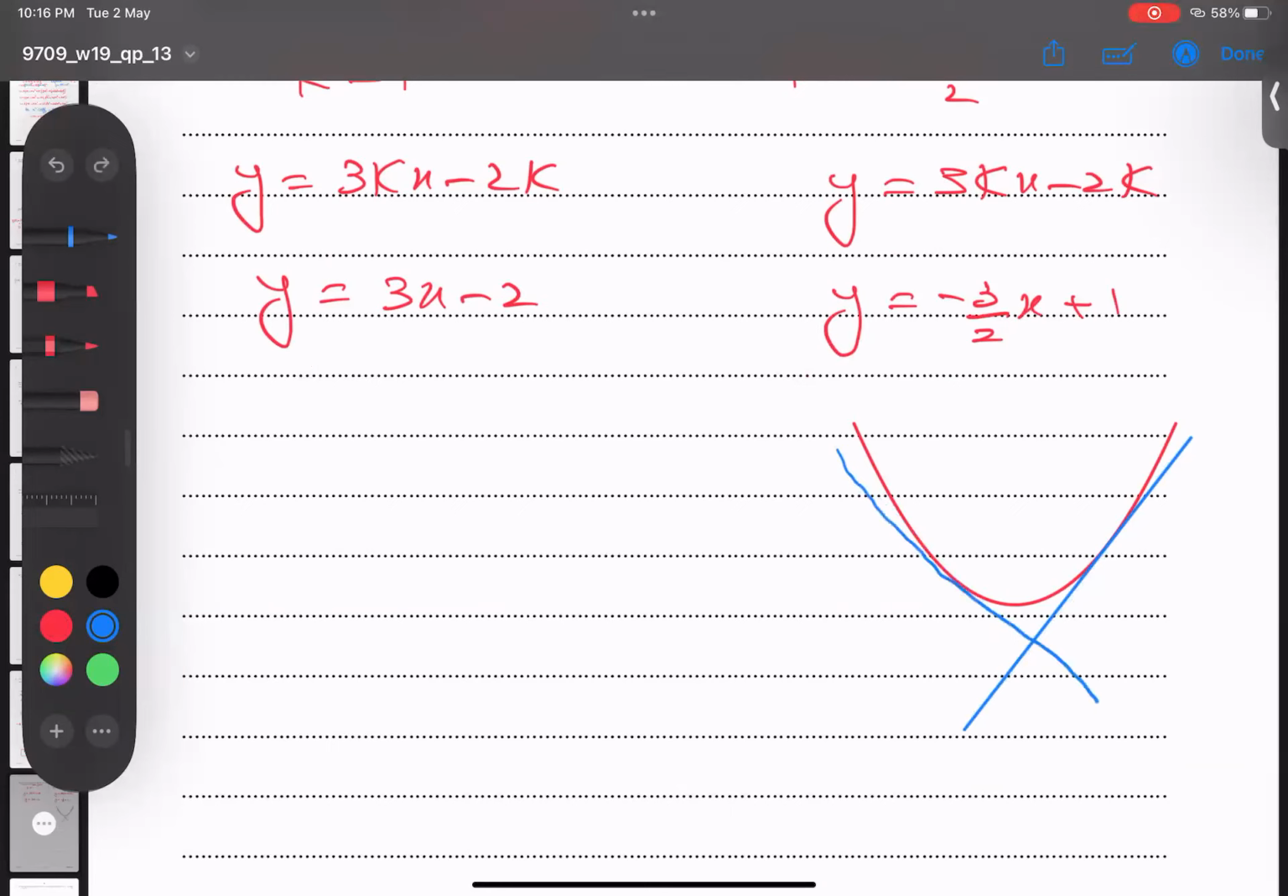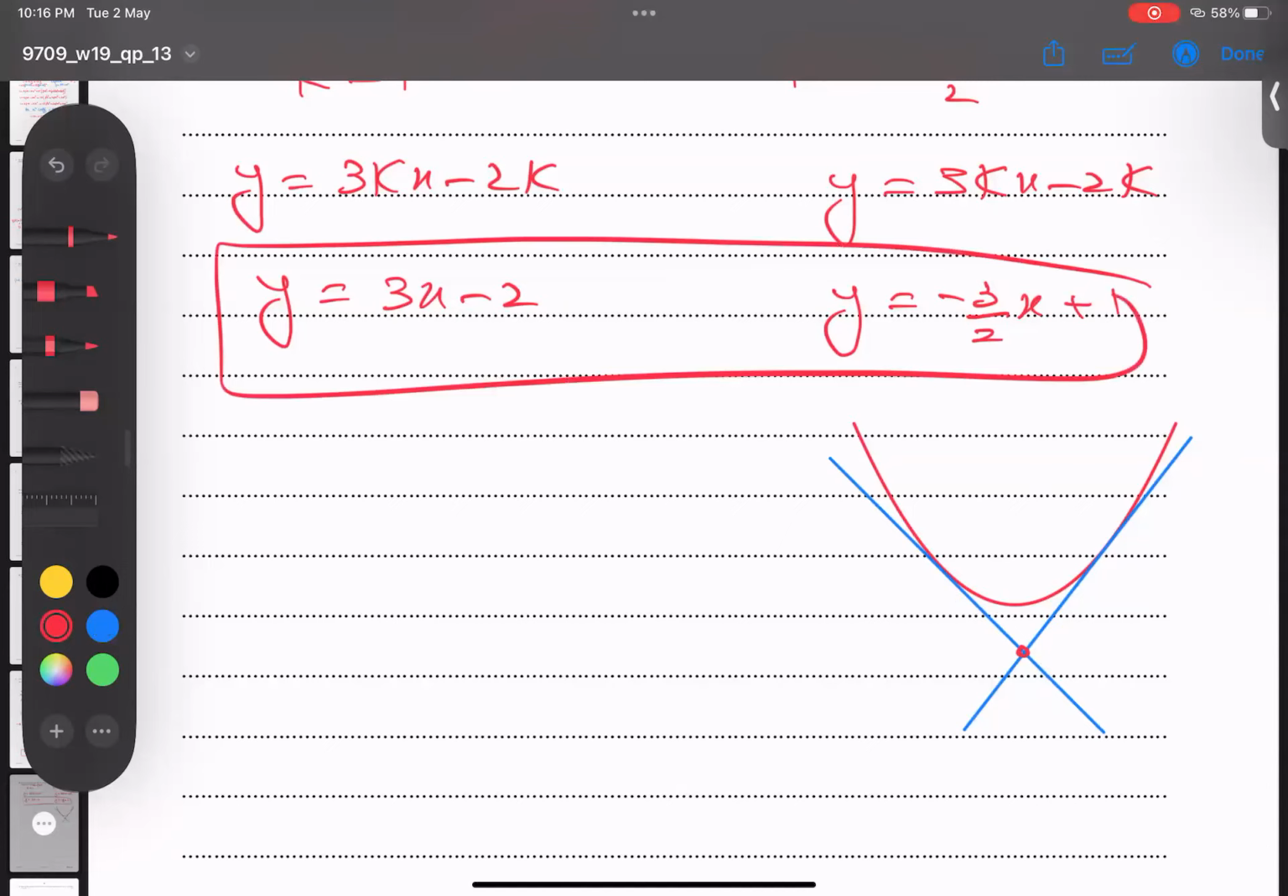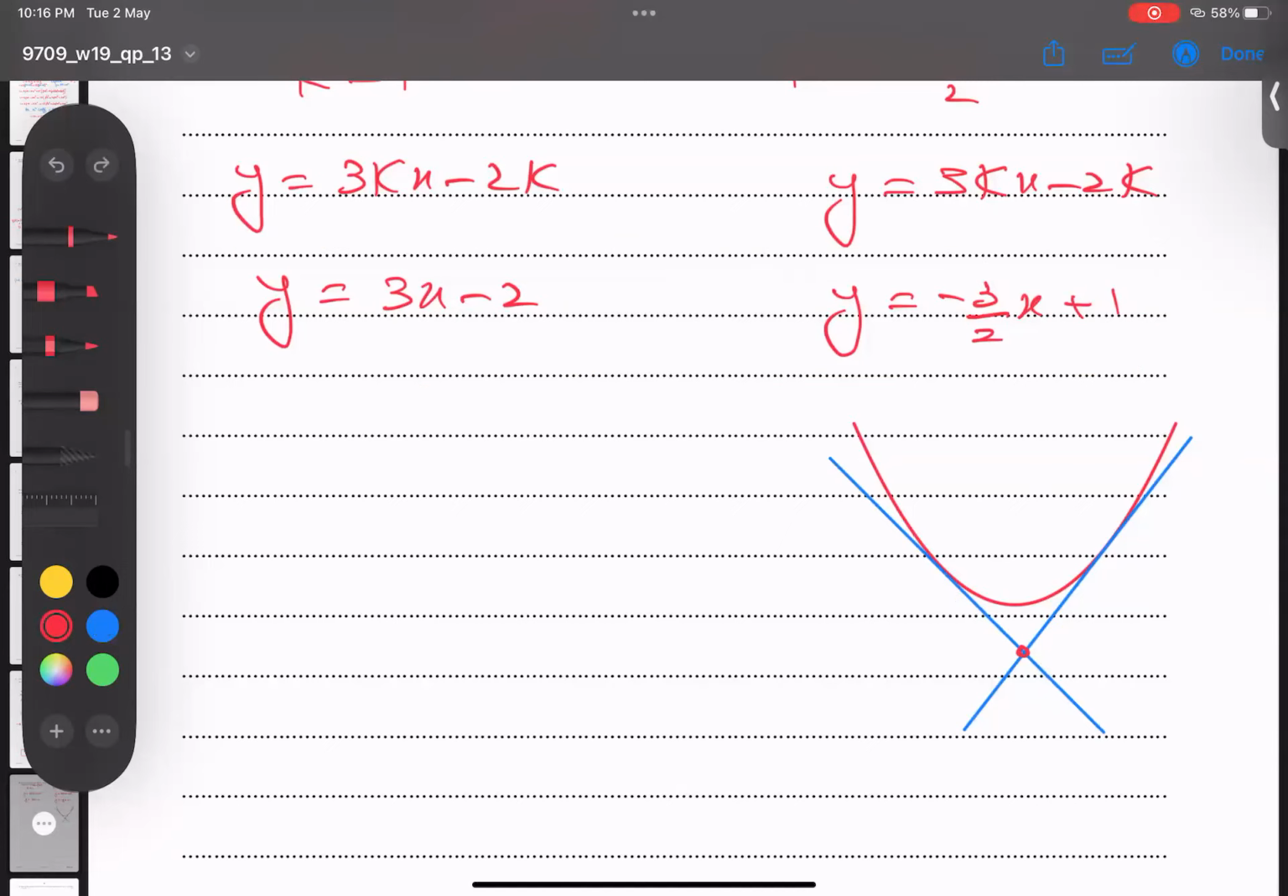I make a rough idea only to get an idea of what I'm saying. And look here, both tangents are intersecting. So first of all, it means I will solve them simultaneously. Okay, so let's start.